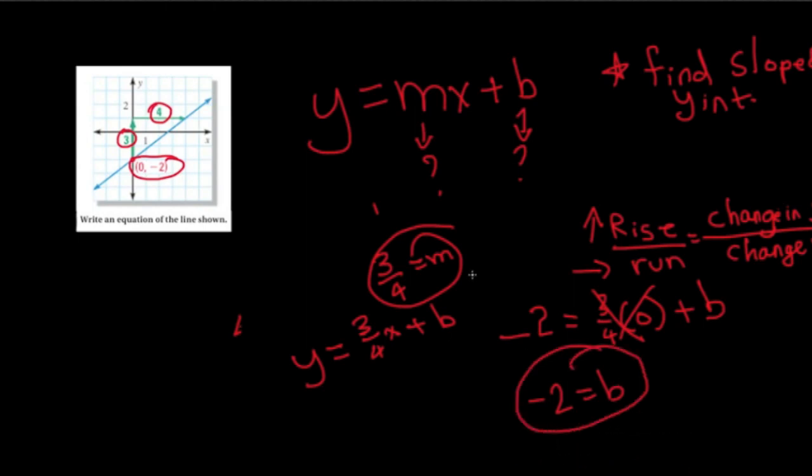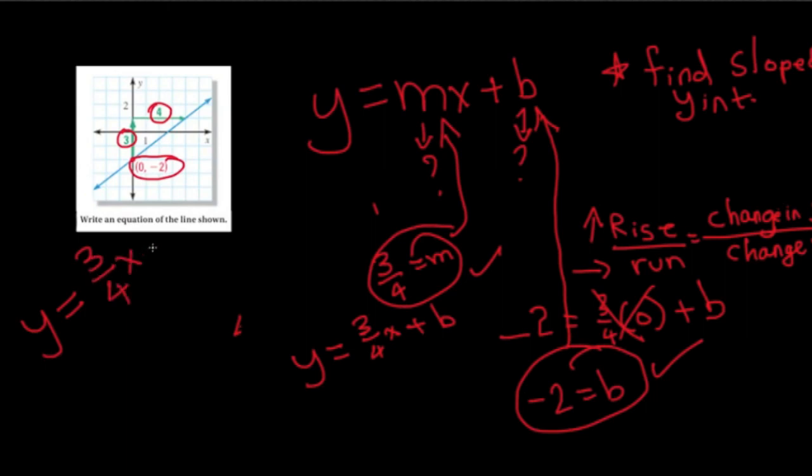So we found our m and we found our b. So now all we have to do is plug those back in over here, and we've got our equation. So let's just write our final equation, and that is y equals 3/4 x minus 2. And that is our final answer for this problem.